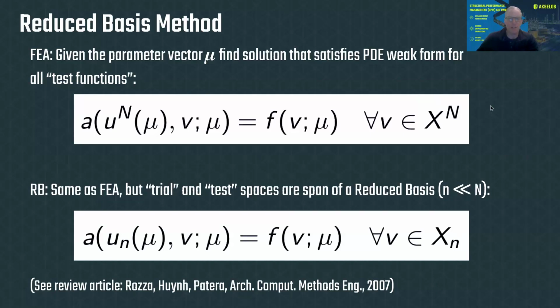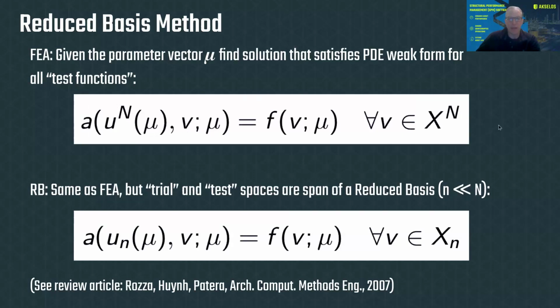So let me start with FEA. This is a way you could write a weak formulation of the finite element method. If you've got a bilinear form and a load operator on some function space, you could formulate finite element as: given the parameter vector mu, where mu is a parameter vector which defines things like material properties, like I talked about earlier, you want to find the solution that satisfies the PDE weak form for all test functions. So that's a typical way to write a finite element method, right? You're trying to find the trial function that satisfies this weak form for all test functions, okay?